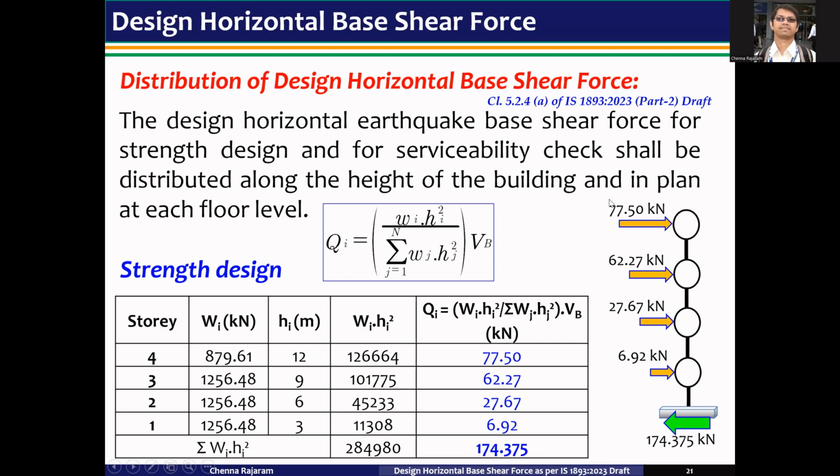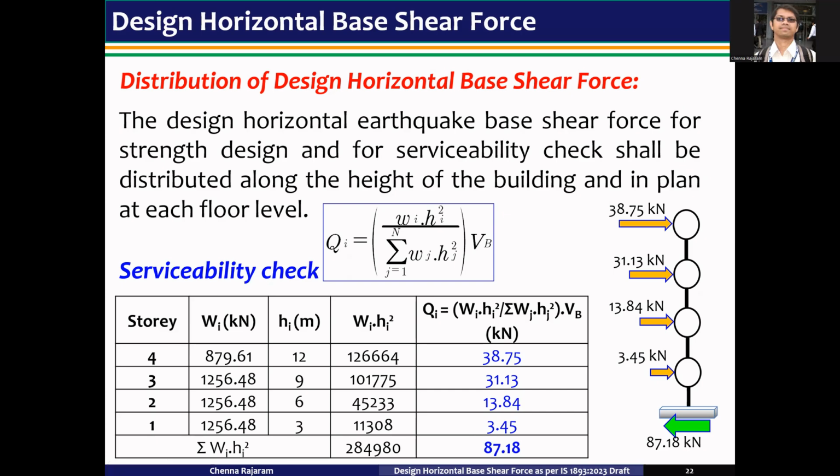So the distribution of the design horizontal base shear force at each and every floor level is drawn in the form of a schematic diagram. First floor, second floor, third floor, and fourth floor. And the base shear is 174.375 kilonewtons. This is in X direction, and the values are similar for Y direction also. Similarly, for serviceability check also, you need to calculate the Qi value, and the force distribution is shown in the schematic diagram.